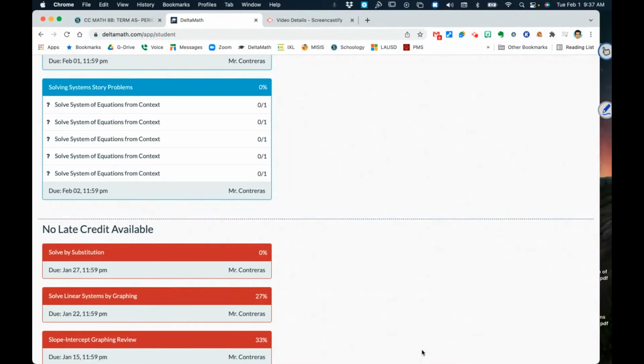Okay, so we're going to continue with the assignment. The assignment is called Solving System Story Problems. There's 5 questions. That's all, just 5 questions. We'll do one together, and then you'll have the other 4 to do on your own. Basically, I'm just doing 5 that I handpicked, similar to what you need to know for the test. So by the way, tomorrow we're not having the test. Tomorrow we'll review, and then the test will be on Thursday.